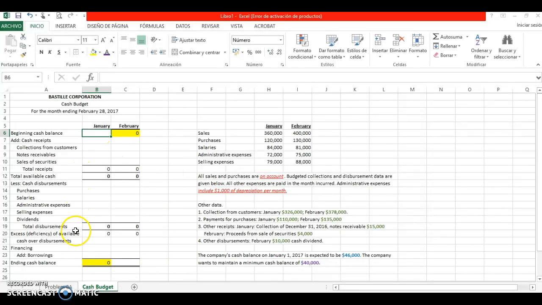So on this screen, I started the cash budget with the company's name, Bastille Corporation, the name of the statement, which is cash budget, and the date for the month ending February 28, 2017. Included two columns for both months, January and February, and the categories that we're going to be including in the cash budget. We're going to start off with the beginning balance for January, which you can read over here is $46,000.